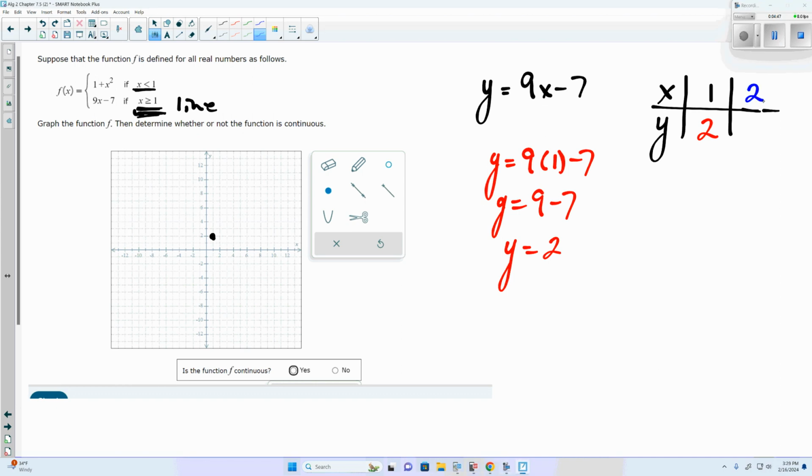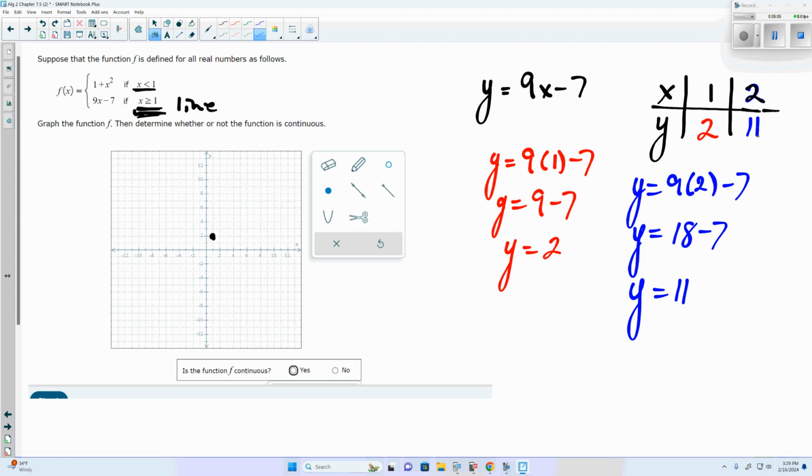We can go on and pick 2. I didn't pick 2 originally because I thought the points would be too close together, but apparently I was wrong. If we plug in 2, 9 times 2 is 18, and 18 minus 7 is 11. So our other point is (2, 11), which is this point here. What I mean by I was wrong is I thought 4 would be contained in the graph. I didn't even look at the graph or expect what the numbers would be, but we have this here.